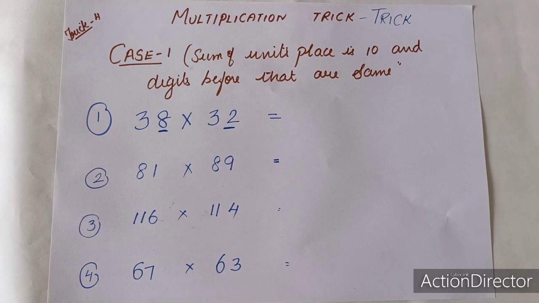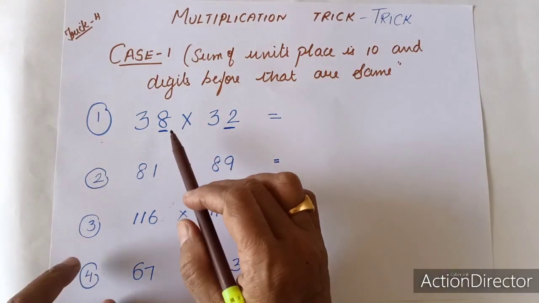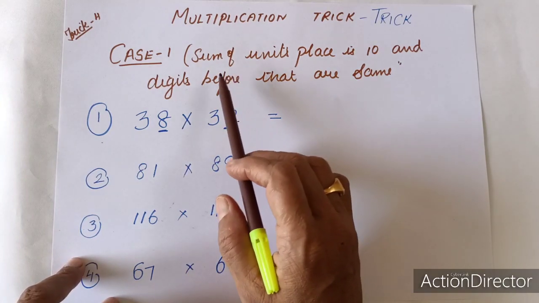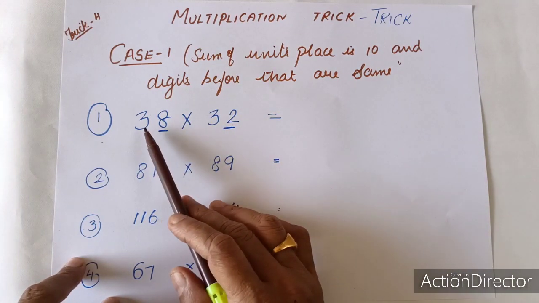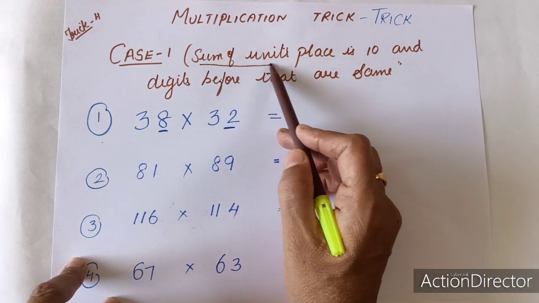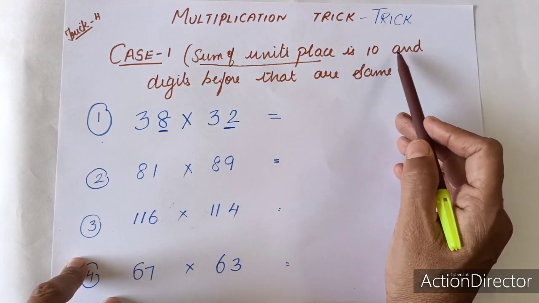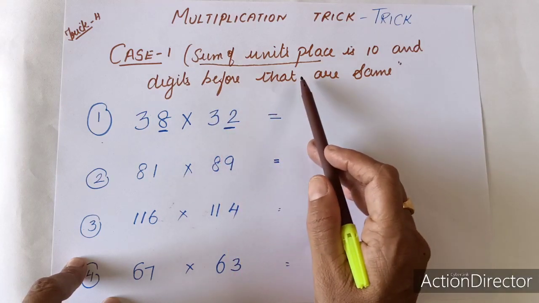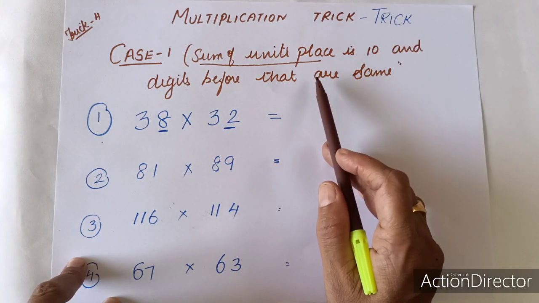Here the case 1 is, we are going to take two numbers where the sum of the units place is 10 and the digits before that are all same. So this point you have to remember, sum of the units place is 10 and the digits before that are same. This is case 1.